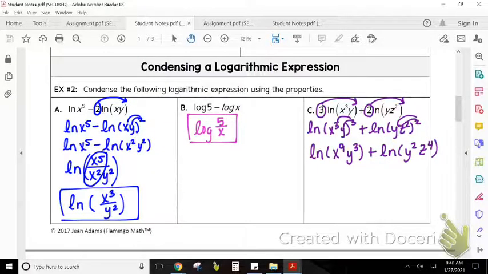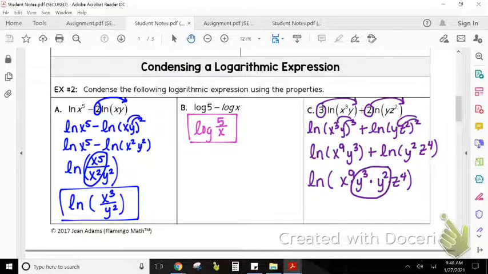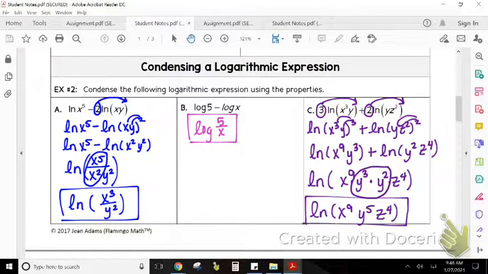And then I can put them together because they're being added. We can combine them by multiplying. So we're going to have natural log of the first, x to the ninth, y cubed, times the second, y squared, z to the fourth. Remember, when variables are written side by side, that means they're all being multiplied, right? So therefore, I can combine my two that have like bases. So I'm going to get the natural log of x to the ninth, y to the fifth, and then z to the fourth. And we can't do anything else with that, so that will be our solution.